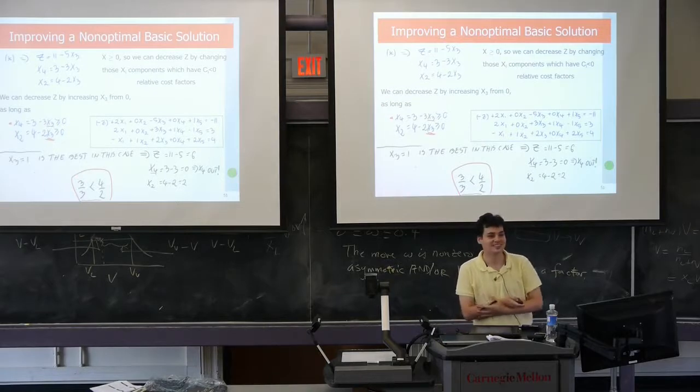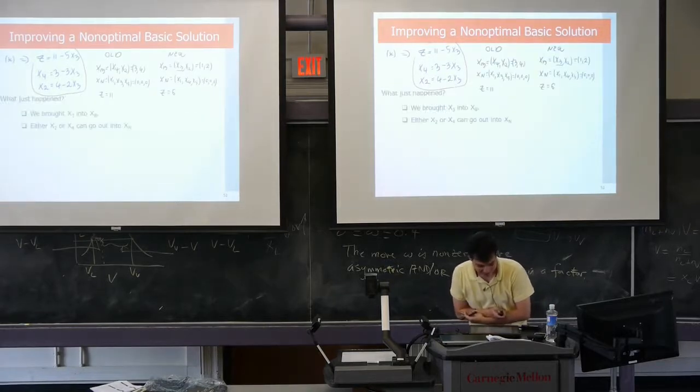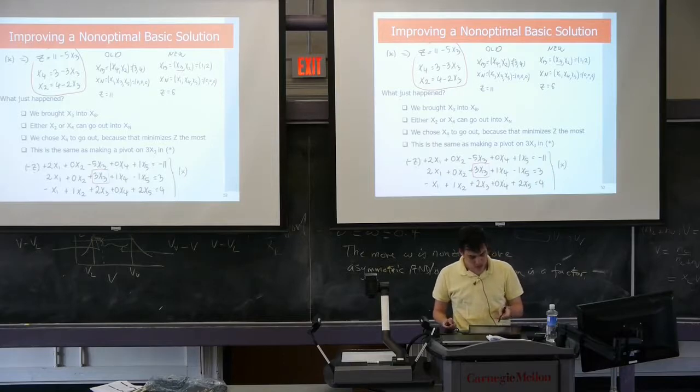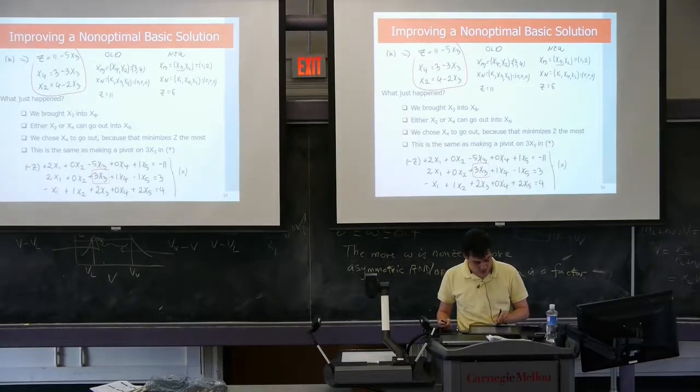Other questions? Okay, so we choose x4 to go out because that minimizes the most. You can also check that this is the same as making a pivot in 3x3. Again, we checked the relative cost factors. It was -5, which is negative, so we decided to pivot either here or here. Based on this ratio, since 3/3 is less than 4/2, x4 is going out. In other words, we do a pivot here.